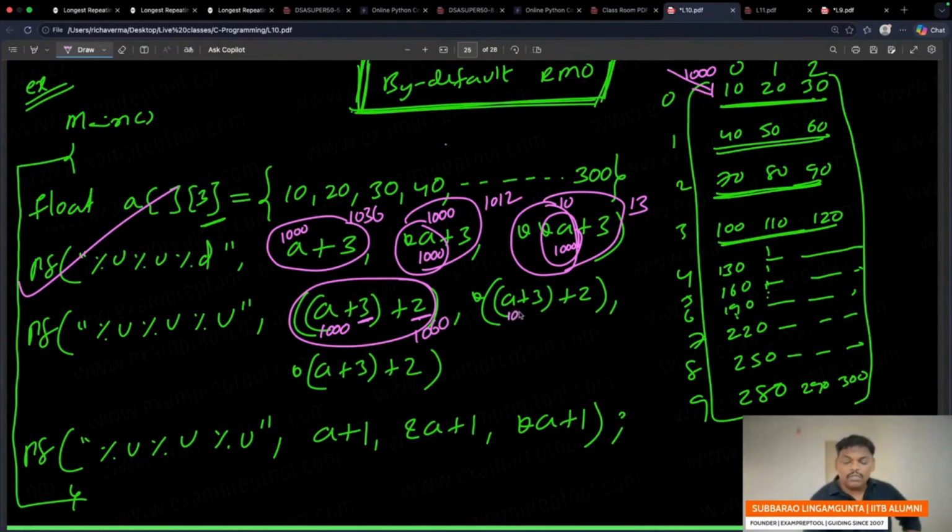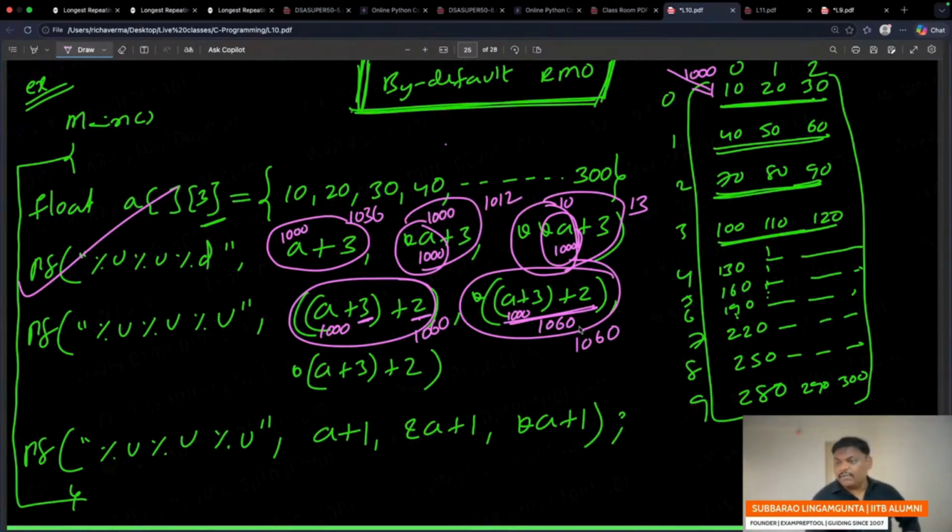A is 1000, right? A plus 3 done, again plus 2, so 5 rows skipping. Same, 1060. Afterwards star. First star, data will not come, address only. Next one. So A is 1000 plus 3.